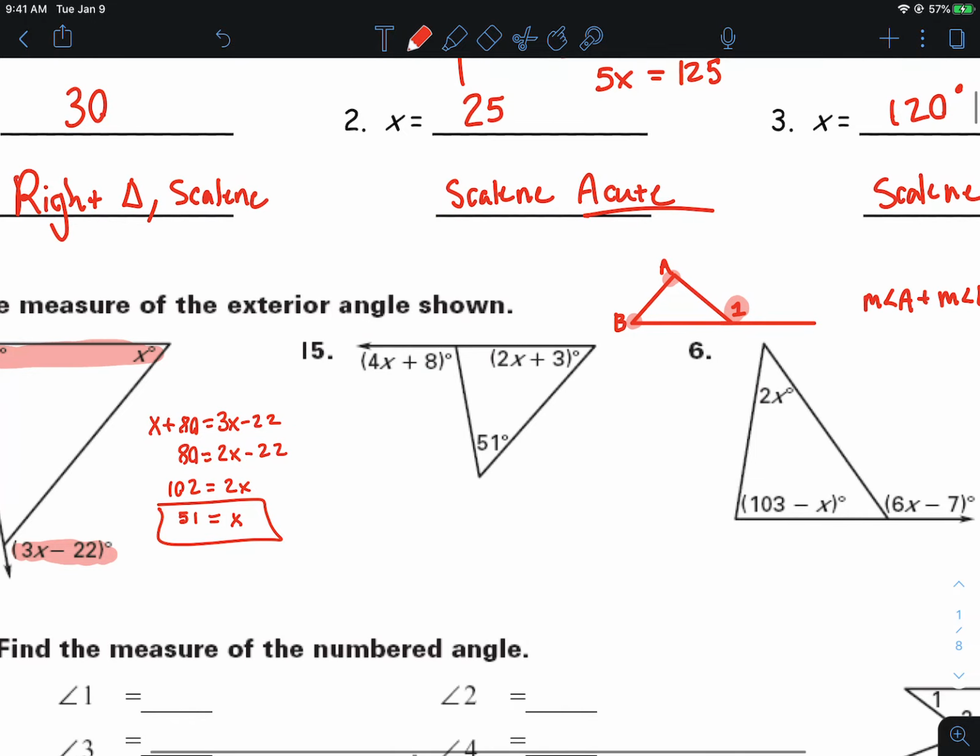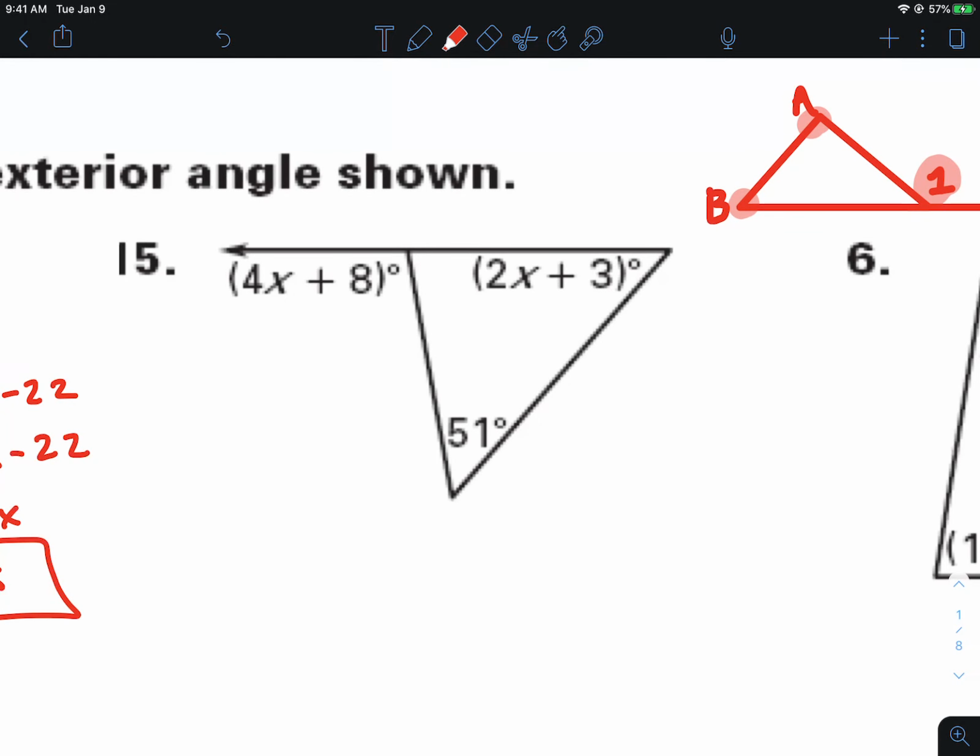Okay, let's go ahead and try a few more here. Same thing, some slightly different numbers here. Here's these two angles, and then your one exterior angle right here. So you could go 2x plus 3 plus 51, and then equals 4x plus 8.